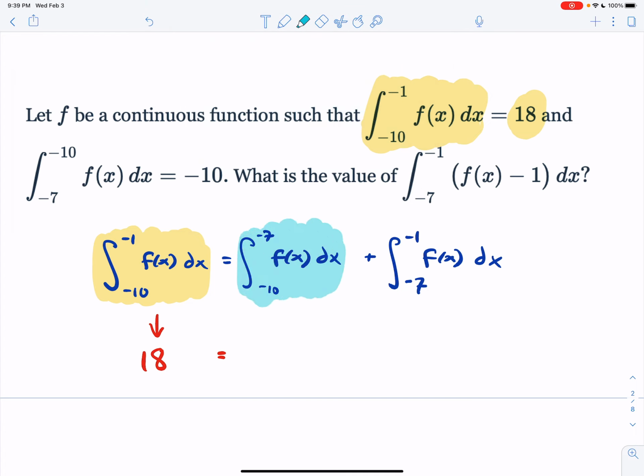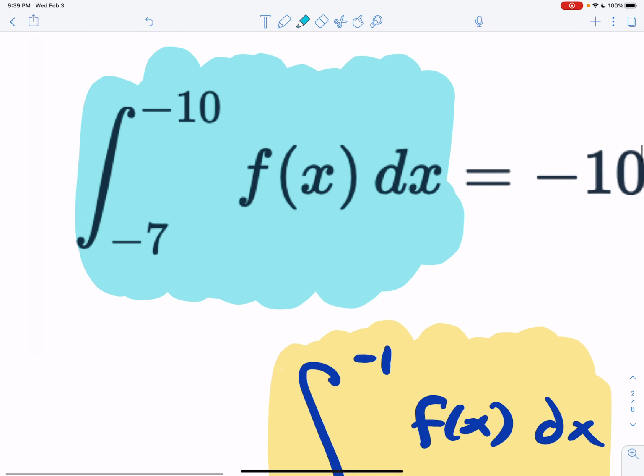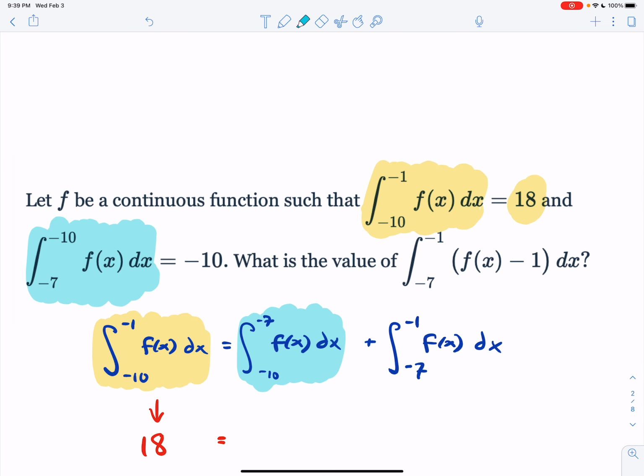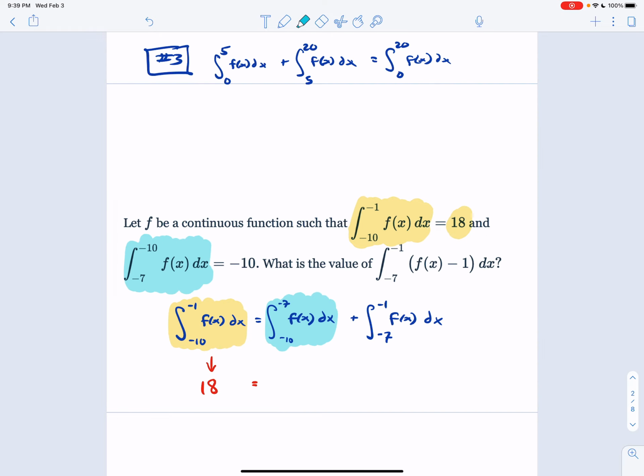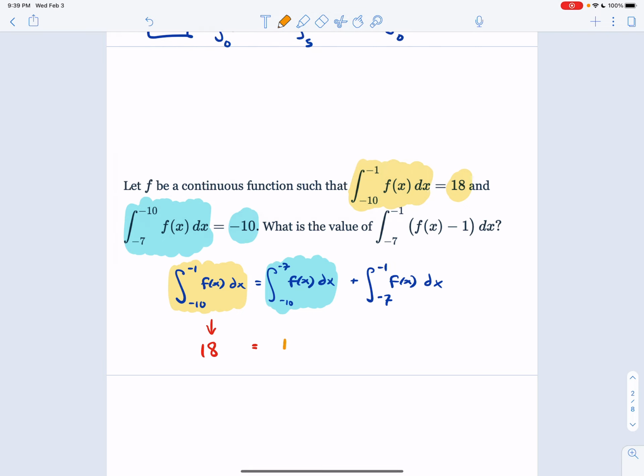Now, this right here, I kind of have. It's kind of right here. But think about how that's a little bit different, right? So if you guys notice, here I went from -10 to -7, but over here I went from -7 to -10. The bounds are backwards. But if you guys remember, there was a property that allows you to switch the bounds as long as you account for a negative. Okay? So if you know that the integral from -7 to -10 is -10, then the integral from -10 to -7 will be a +10. It's the opposite. Okay? Make sure you guys understand that before you move on, okay?